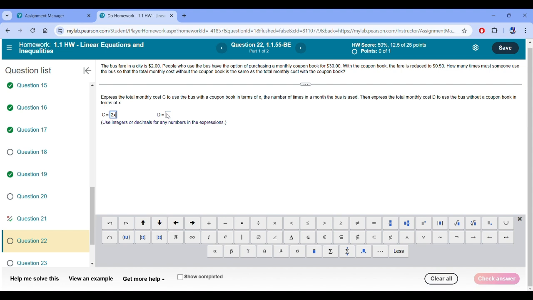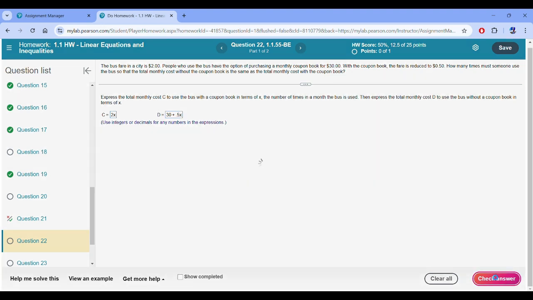And then what about if we got the coupon book? The equation would be 30 plus 0.5x. So if you think about it, you have to buy the book for $30 and then the fare is reduced to 50 cents. Check. One or more expressions is incorrect.